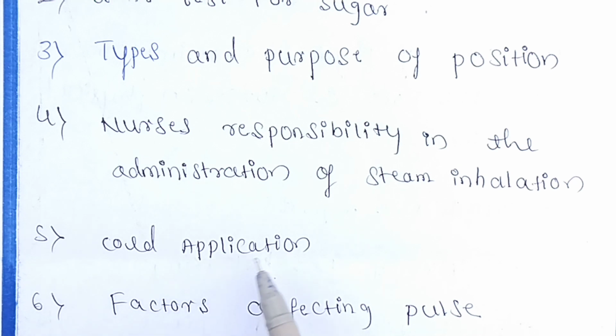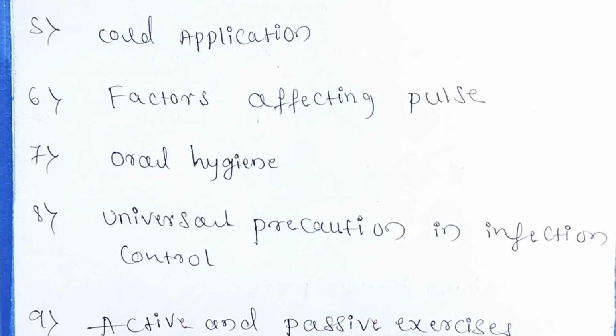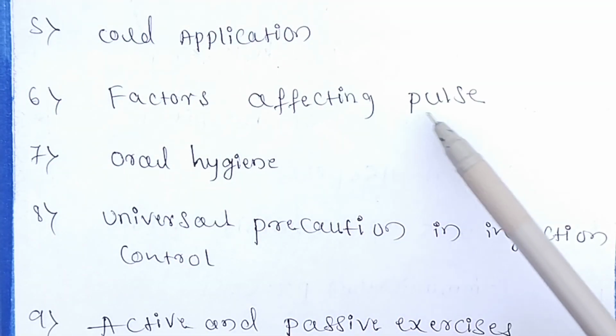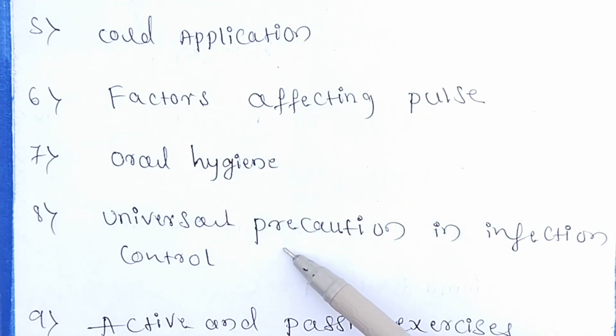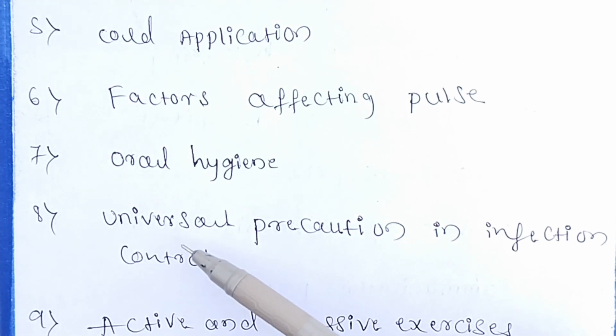Next question, cold application. Define the cold application, purposes of cold application, and write the indication and contraindication of the cold application. Although this is only a 4 marks question, you have to write in detail in a shortcut way. Next question, factors affecting pulse. Next, oral hygiene. Next question, universal precaution in infection control.